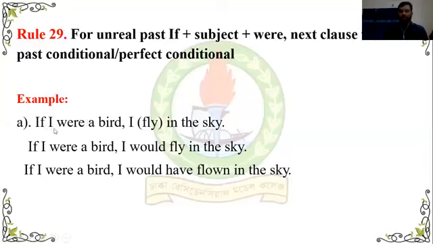Okay, if I were a bird. And you know, when it becomes unreal past, we have to use were after any kind of subject. Like, you know, I always take was in the past form. Okay, but here you see I takes were. That's why it is unreal. If you use he, then it will take were. Okay, if you use any kind of subject, then the verb will be were.